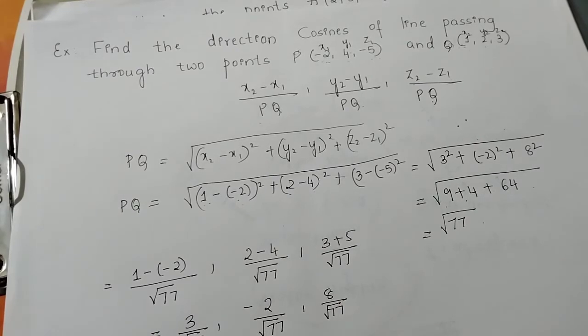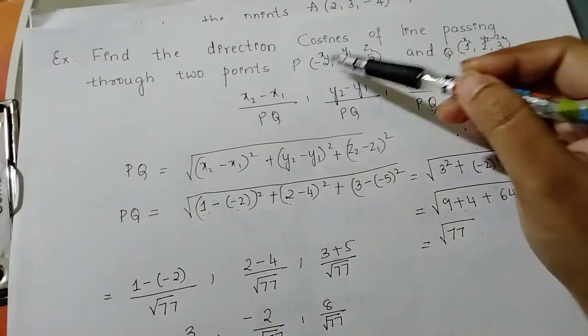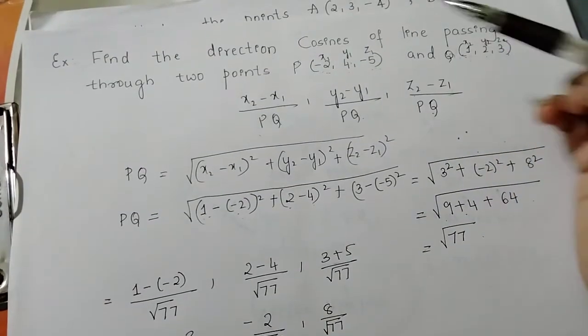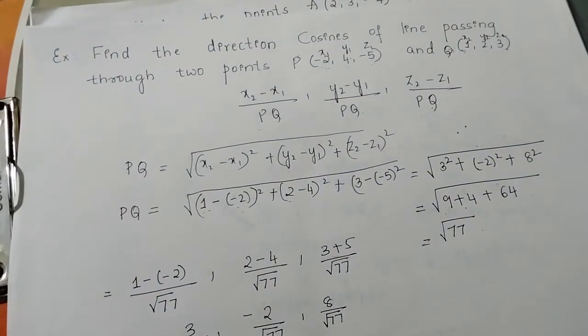So first get the coordinates x2, x1, y2, y1, z2, z1 correct. Then find the length PQ. Then substitute in this equation.